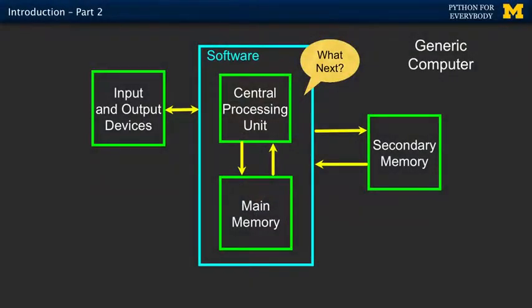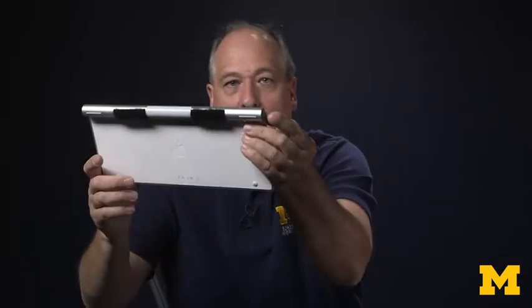But the picture and the concepts that I want you to understand are these terms: central processing unit, main memory, secondary memory, and input-output devices. So we'll start with input-output devices. They're the way that this computer accesses the outside world. So things like the mouse, the keyboard, right? I got a keyboard here. Keyboard, screen, all these things.